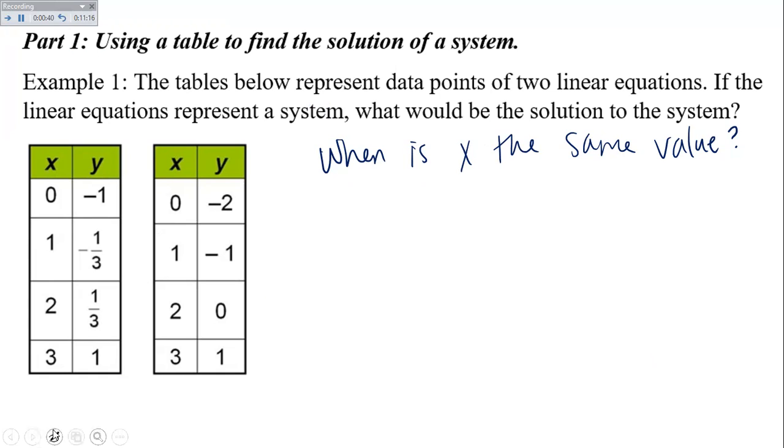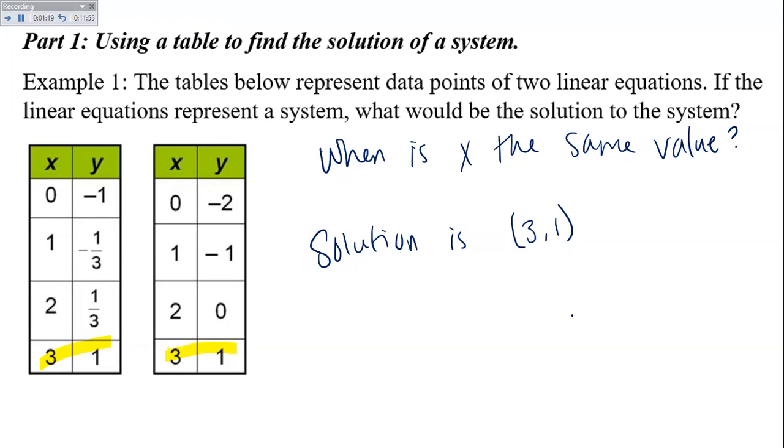So looking at this table here, when are our x values the same? We have it at 3. It's 3, 1, right? Because at x equals 1, are they the same? Nope. So what this tells us is that our solution is 3, 1. Is that easy enough from a table?